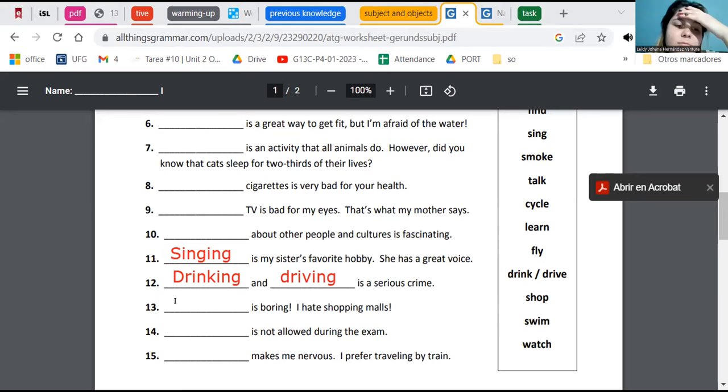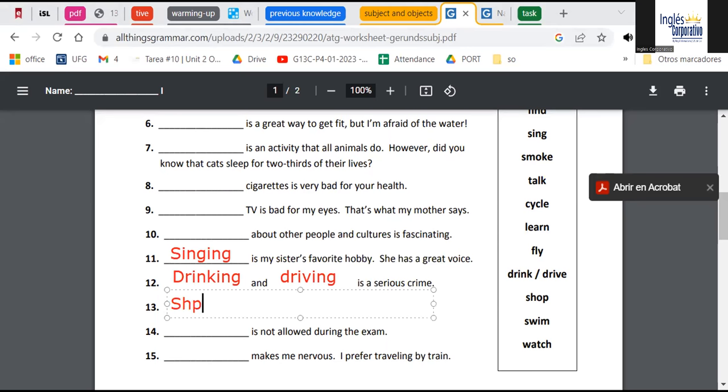Okay. Shopping. Shopping is boring. I hate shopping malls. Okay. Shopping this way? It's missing a P. Okay. Shopping is boring. 14. It's not allowed during the exam.